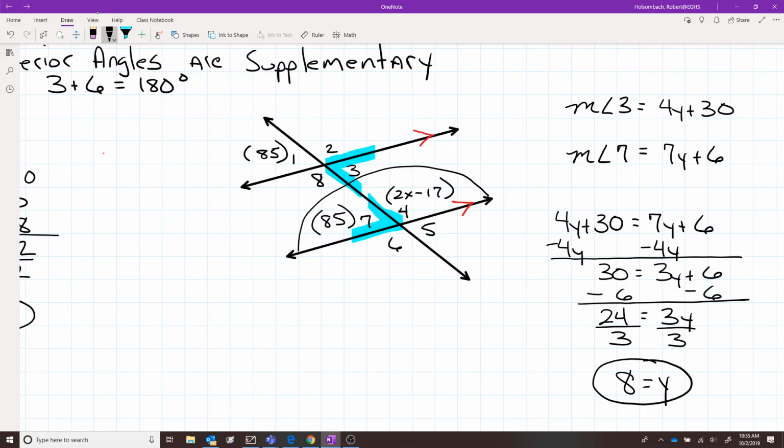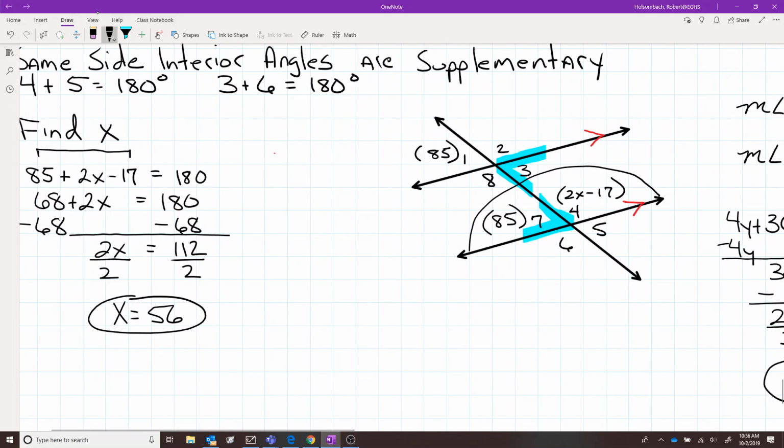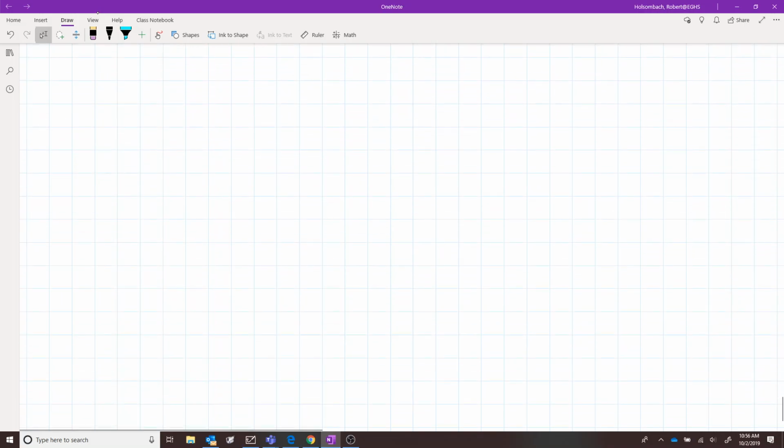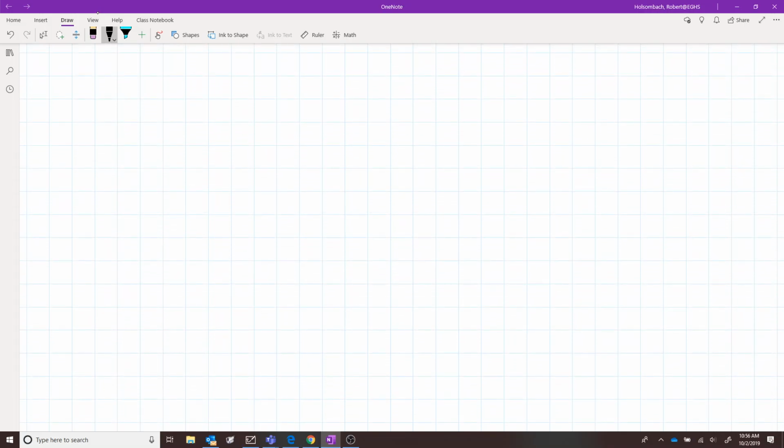Any questions so far? Alright, let's try another one. The guided practice down there on page 182. And we got the two parallel lines again. Transversal go. Ooh, that's not a very good line, is it?